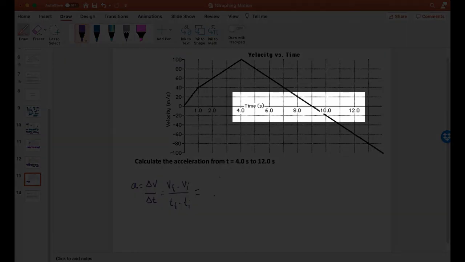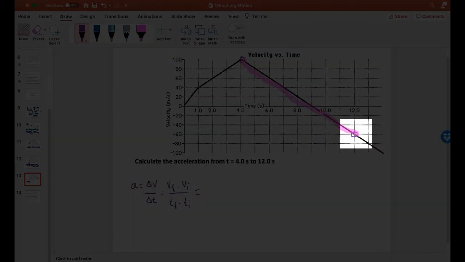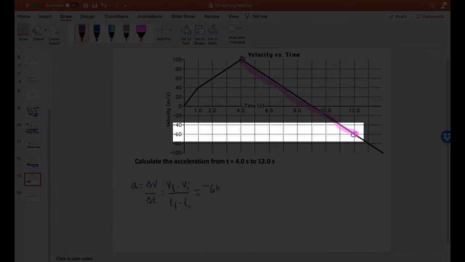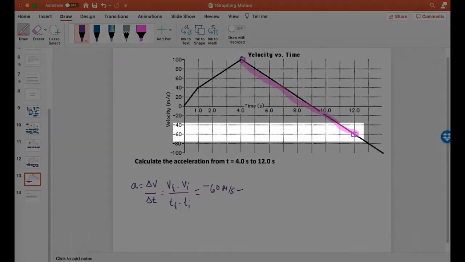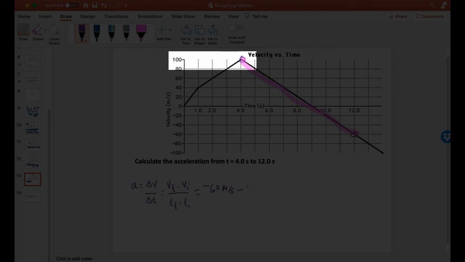So we're going from the 4 second mark down to 12 seconds. So 12 seconds brings us all the way down here, right? That mark right there. So the final velocity, if you look at this, would be down here, and if you come all the way across, you can see that is negative 60 meters per second, minus our initial. Initially we were up here at 100 meters per second.